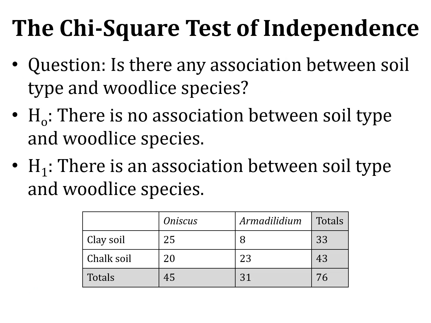Okay, and now coming back to our example that we were discussing. Our example was that the quadrants were placed into 2 woodlands, and then the number of woodlice species were counted. So the question is: is there any association between soil type and woodlice species? The null hypothesis that we stated is that there is no association between soil type and woodlice species. And the alternate hypothesis is that there is an association between soil type and woodlice species. And these are the observations, presented in a contingency table.